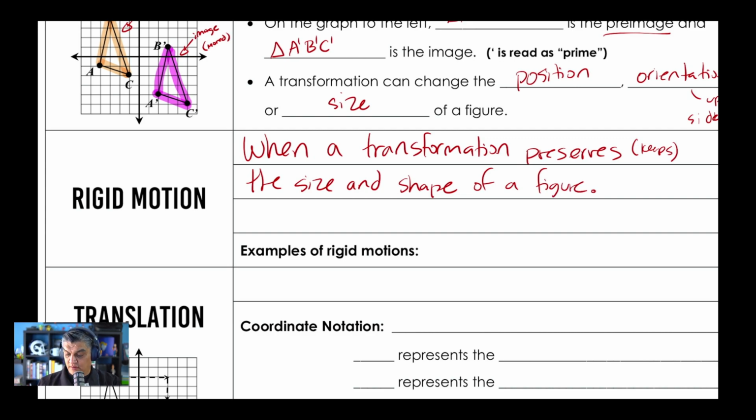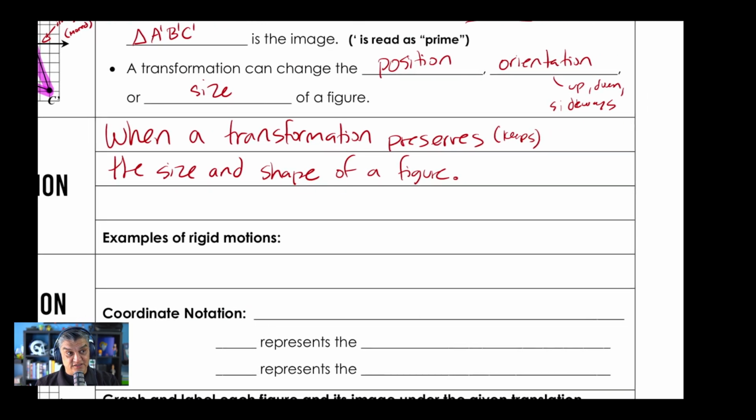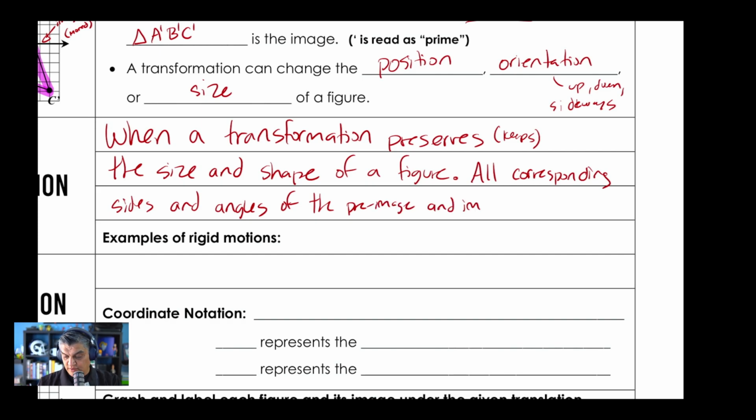So how do we say that in geometry? Okay, so we want to say geometrically, and this is the important part, all corresponding sides and angles of the preimage and image are congruent. Okay, so if I do a rigid motion, the preimage and the image are exactly the same. They're still congruent because the size and the shape didn't change. And what are some examples of rigid motions? Translations, which we're going to start learning today. Reflections. And rotations. Okay, those ones keep the same size and same shape.